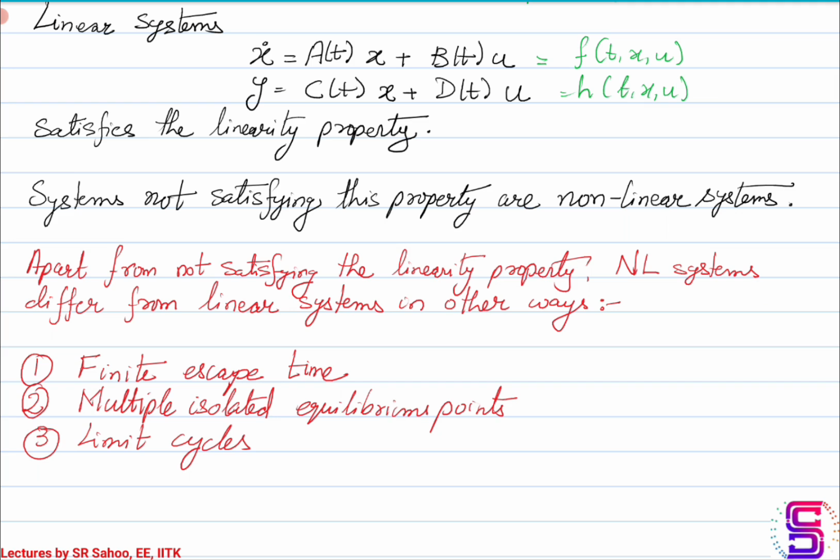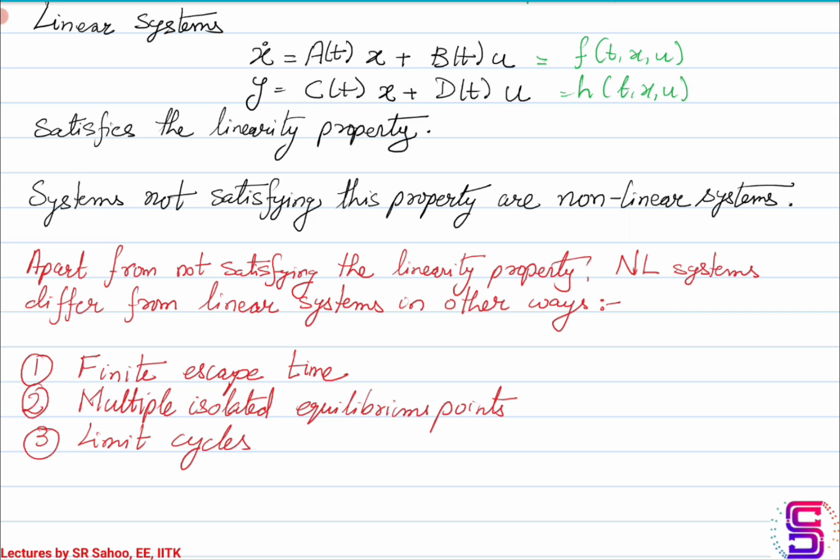These are three properties which a linear system can never have, but there can be nonlinear systems which may have them. I'm not saying all nonlinear systems will have these properties. You can find nonlinear systems that have one of these properties or most of them, but you cannot find a linear system that has any of these properties. So what are these properties that we are going to see?